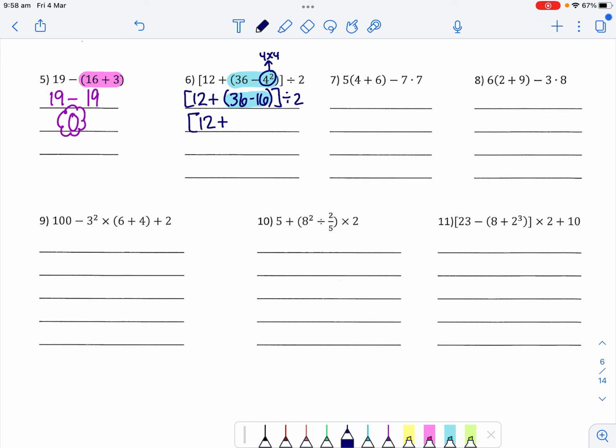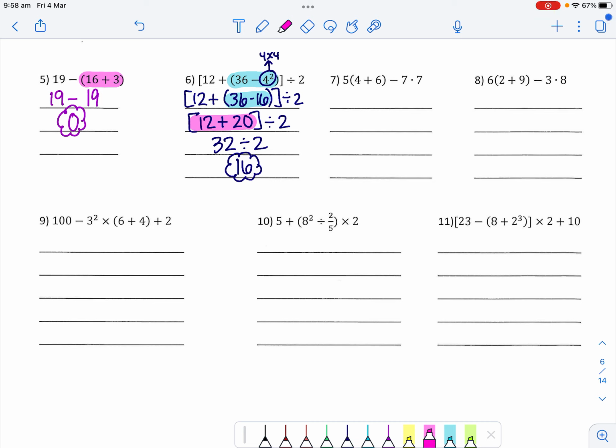So 12 plus 36 minus 16 is 20, and then divided by 2. And then now I'm inside these brackets. So 12 plus 20 is 32, divided by 2 is 16. And then they just use the square brackets as opposed to the parentheses to kind of separate where those brackets and parentheses are. So where do these grouping symbols begin and end, and then where do the inside ones begin and end?